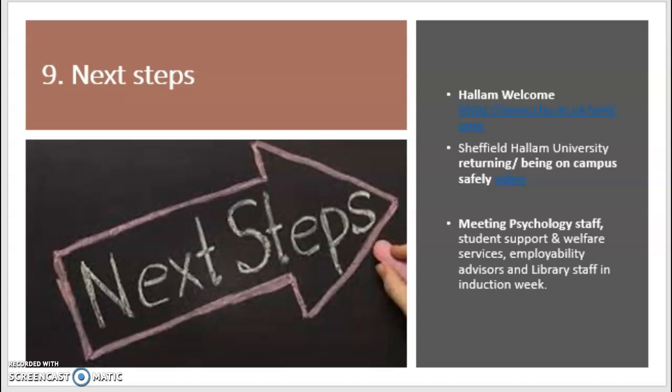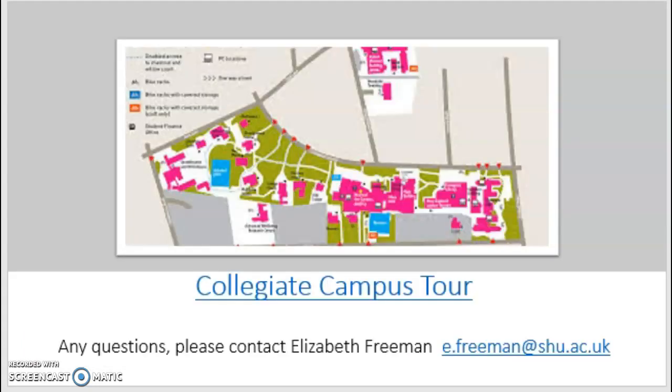My priority at this stage is to make sure you have the best possible start to psychology. And if you have any questions, please just email me, and my email is at the bottom of the next slide. So finally, I've included a map of Collegiate Crescent and a link to a really good virtual online tour of the campus at the bottom of the slide. My email is also at the bottom of the slide, so please do get in touch.